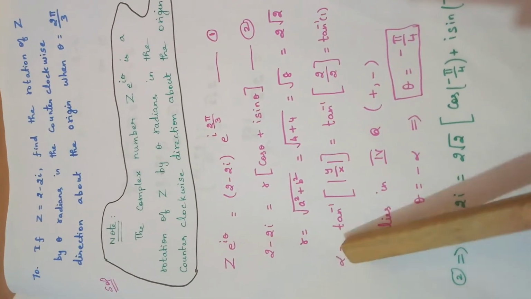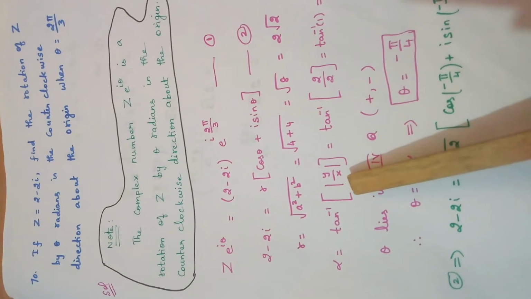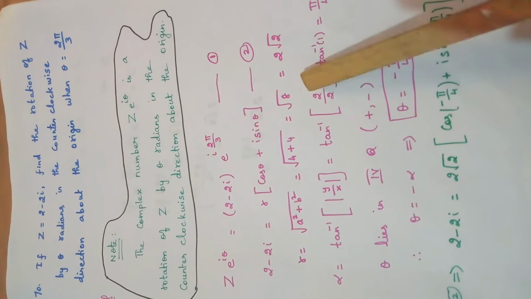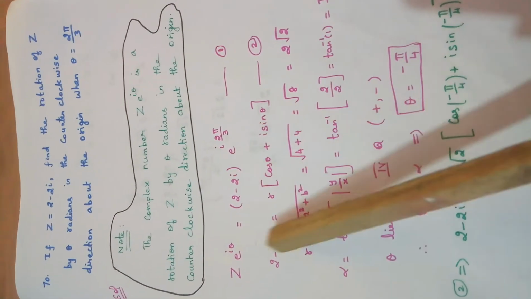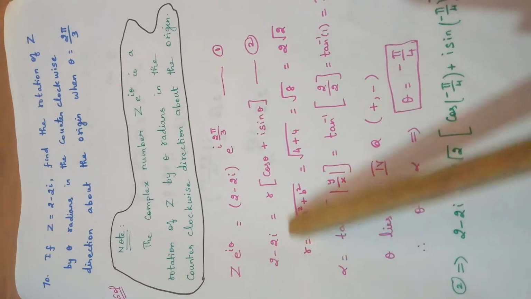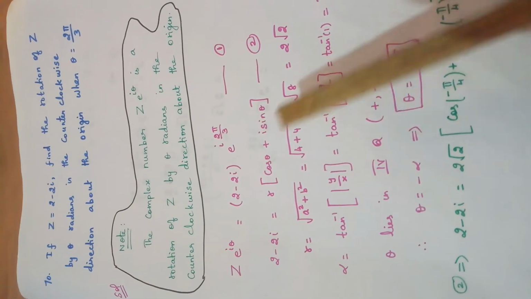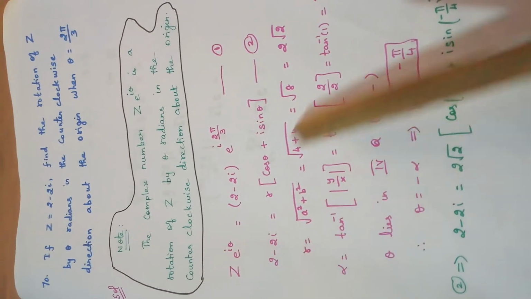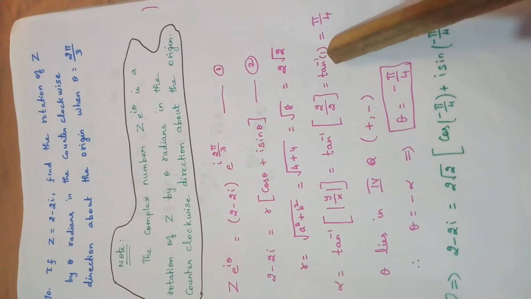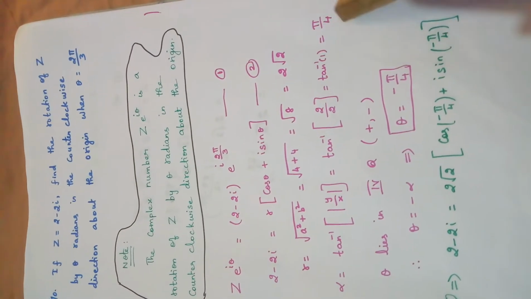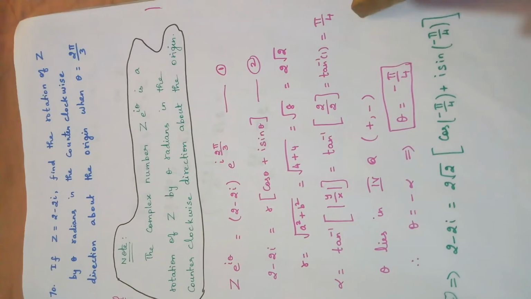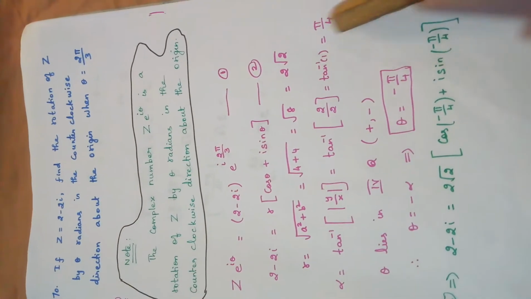Before finding theta, we should find alpha. Use this formula, tan inverse modulus y by x. So even though the imaginary part is minus 2, I'm just writing 2 because of modulus. Real part is also 2, so 2 by 2 becomes 1. Tan inverse 1 means 45 degrees, which is pi by 4. So we found out alpha.